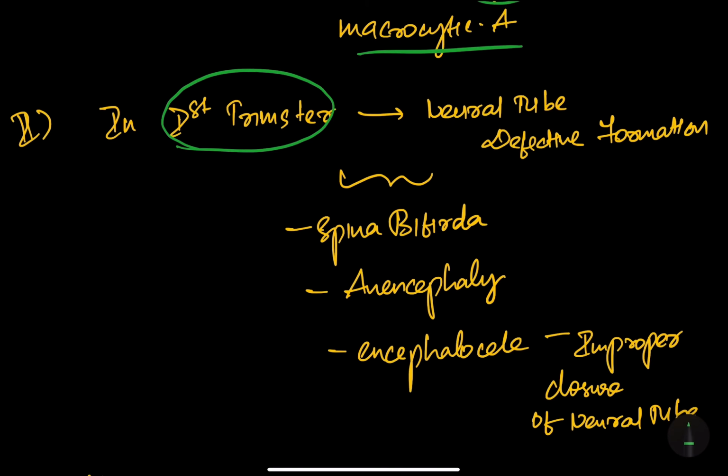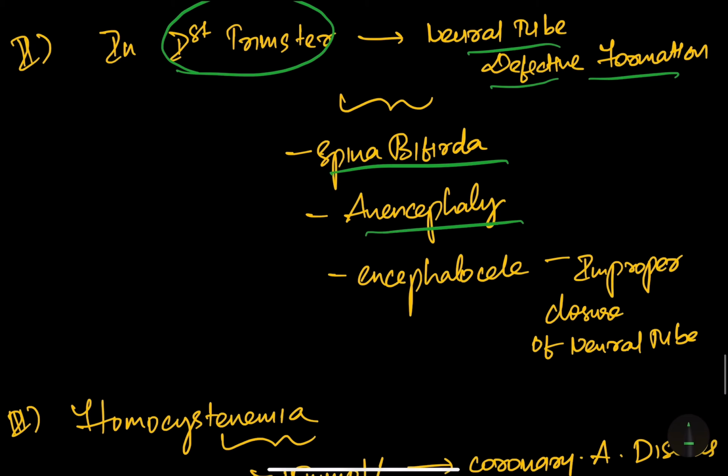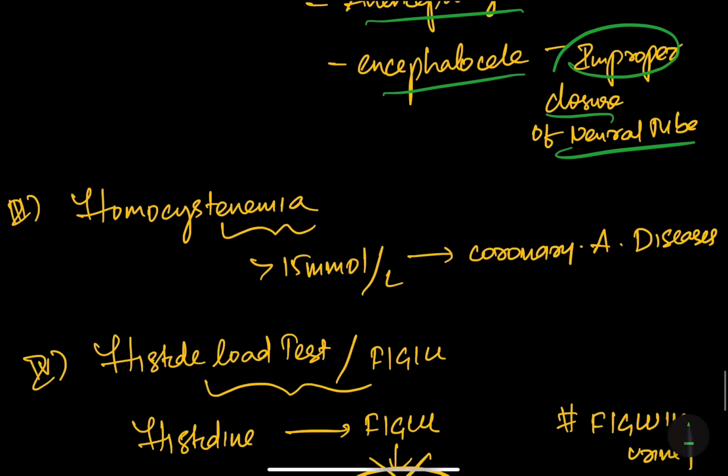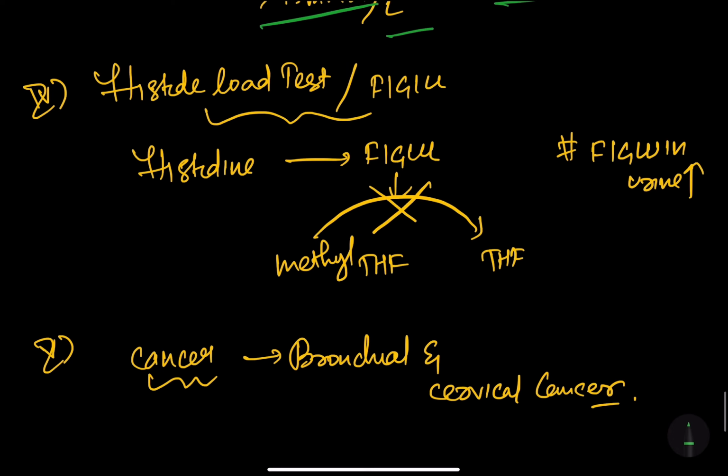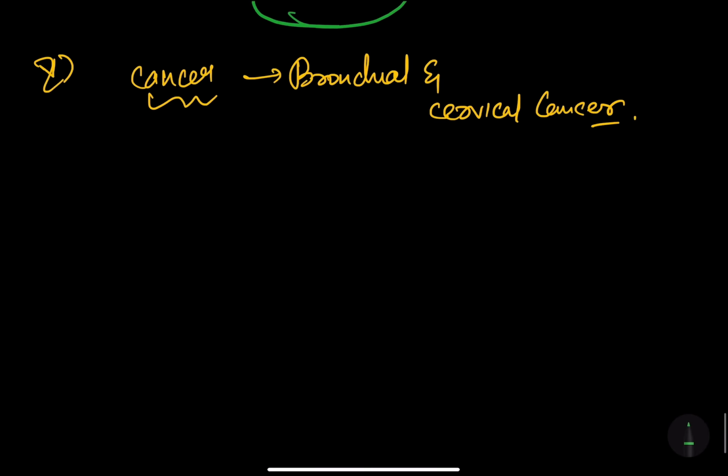That leads to defective neural tube formation, that is spina bifida, anencephaly, encephalocele, that is improper closure of the neural tube. Homocystinemia, which I told before, if it is greater than 15 micromoles per liter, it causes coronary artery disease. And in the histidine load test, when folic acid is deficient, methyl THF is not formed, FIGLU's formyl group is not accepted, and FIGLU in urine becomes increased, and the risk of cancers, bronchial and cervical cancer, also increases.